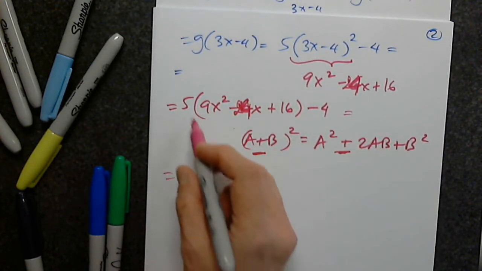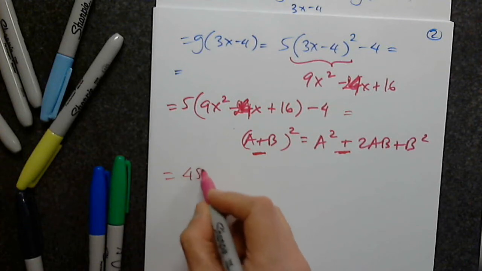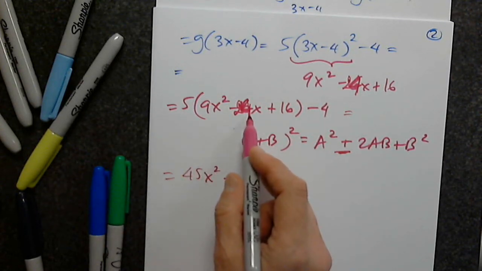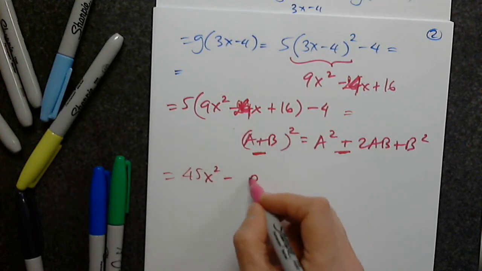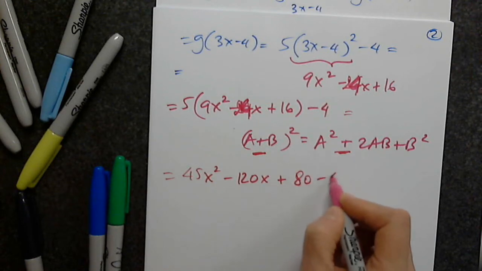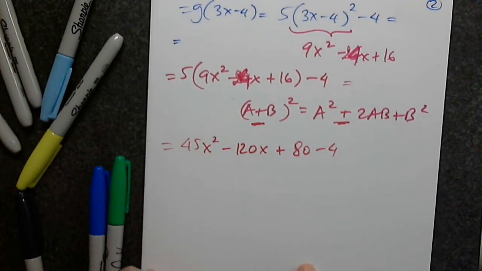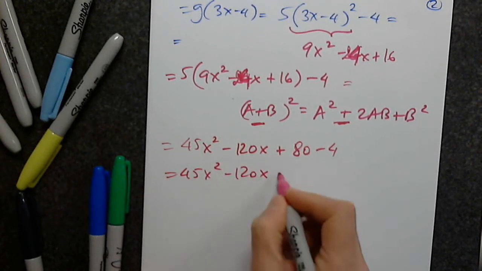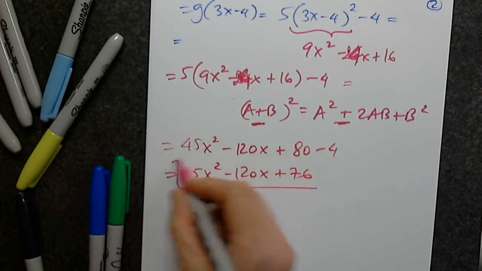Okay, so then we have 5 times 9, 45x squared minus 5 times 24, 120x, and plus 80 and minus 4. So the final answer is 45x squared minus 120x plus 76.